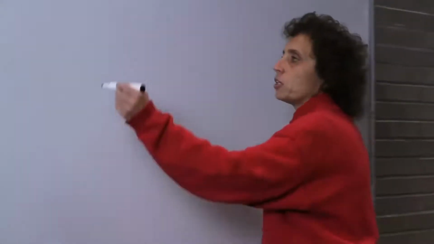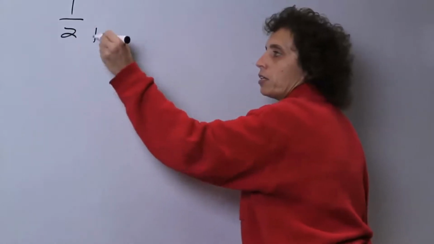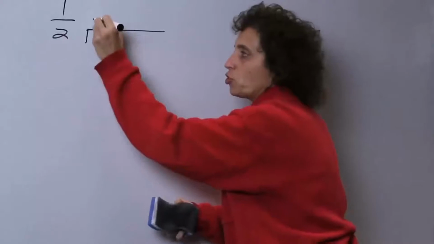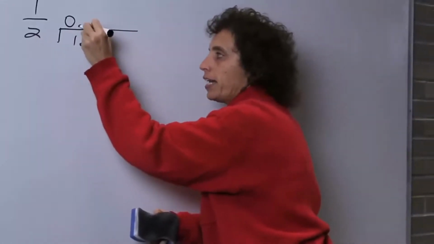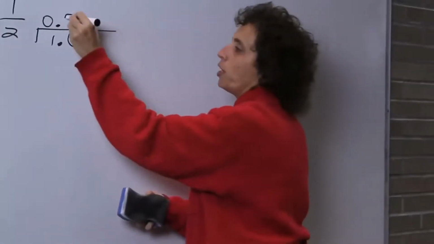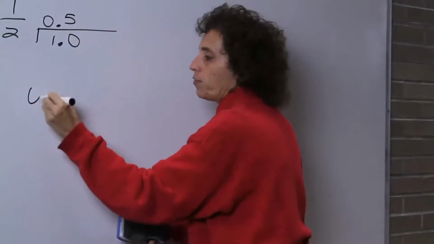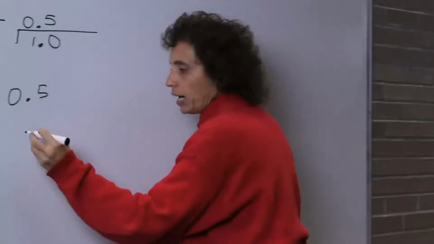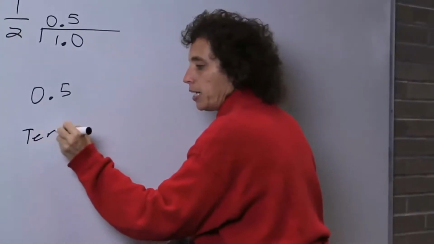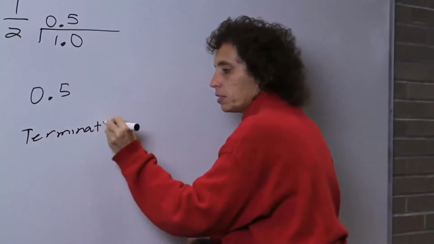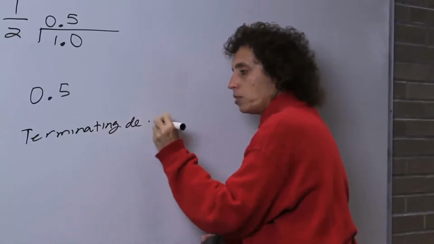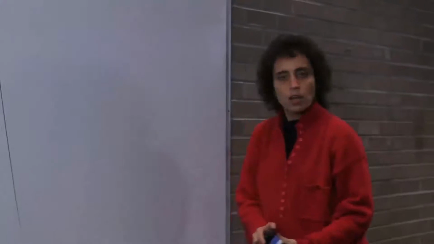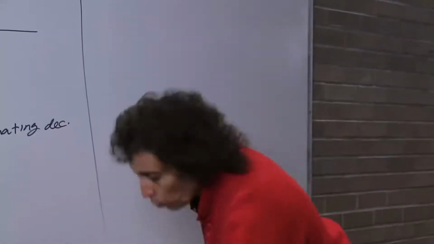All right, 1/2. 2 does not go into 1, so there's your 0. Now we got to add a 0. 2 goes into 10 five times. 0.5. Think of a half of a dollar. Okay, 0.5, and this is a terminating decimal. So awesome. Done.